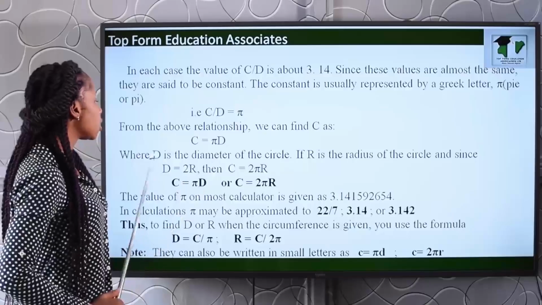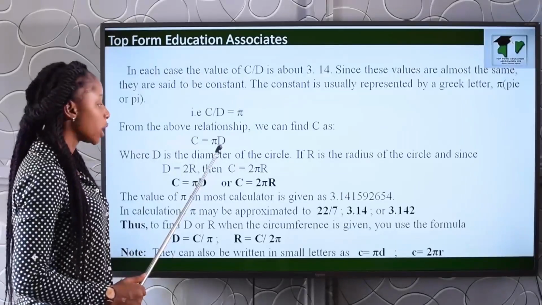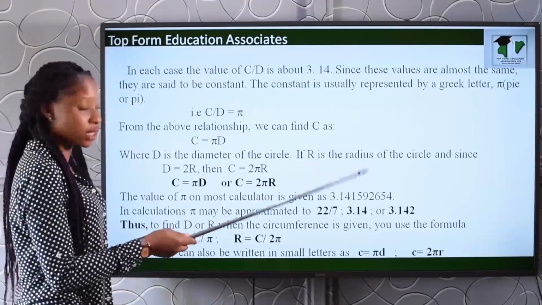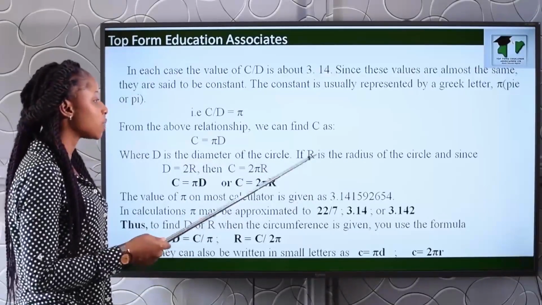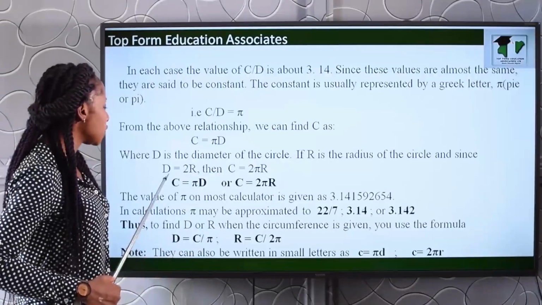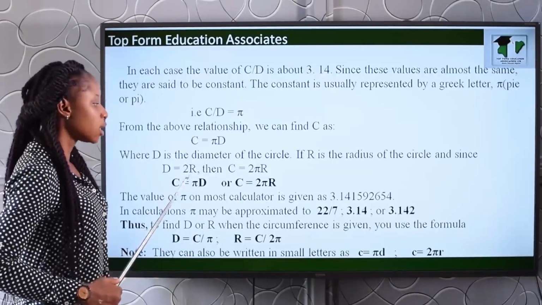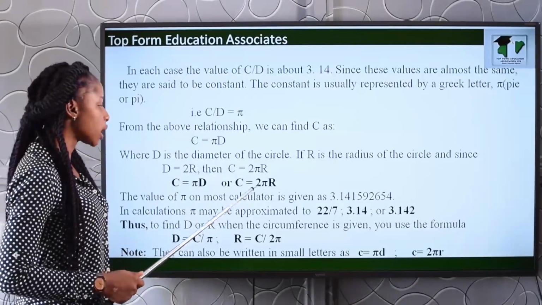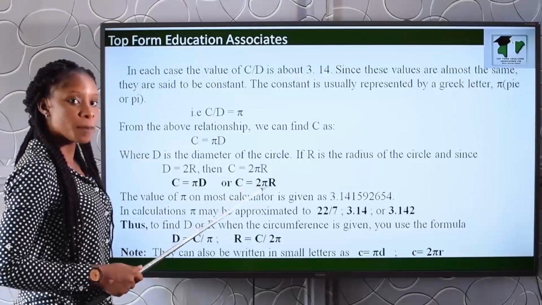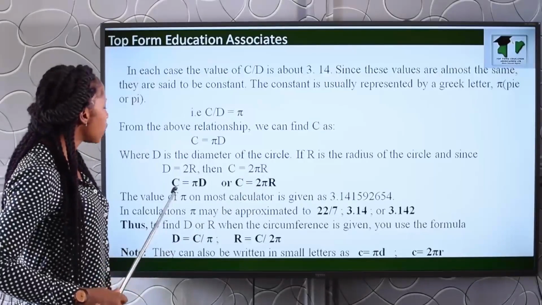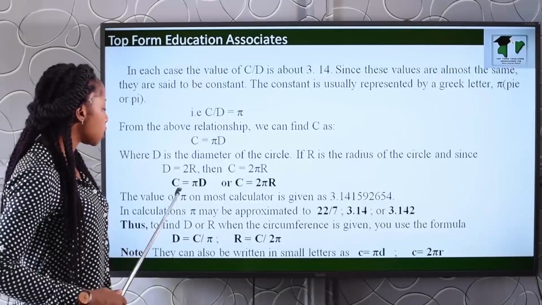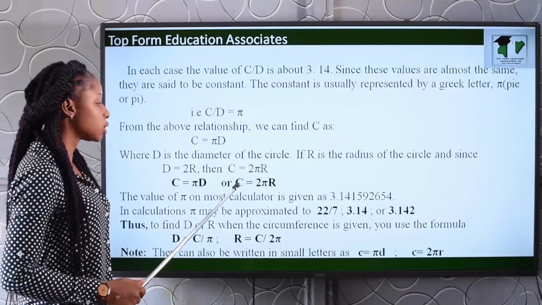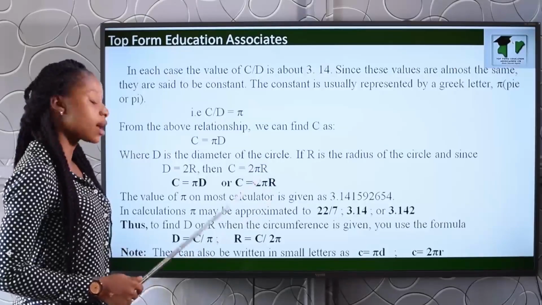Let's go over this again. D is the diameter of the circle. So if the radius of the circle is given, like if we are not given the diameter, since we have D as 2 radius, then the circumference will be 2 pi radius. Hence, our formula for calculating circumference is C equal to pi D, or in the case where we're given just the radius, C is equal to 2 pi R.